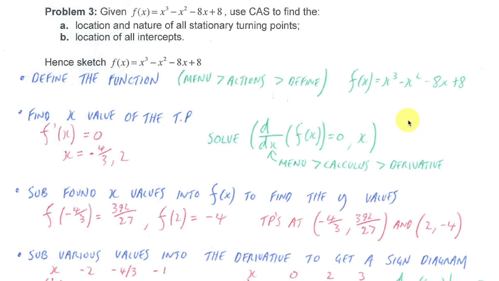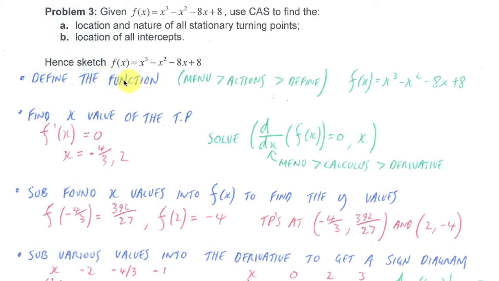Problem 3 is very similar to what we had in problem 2. We've been given a function, it's a cubic, and we need to use CAS. We need to find the location and nature of all the stationary turning points and also the intercepts, and then we sketch it. So to begin with, we define the function.